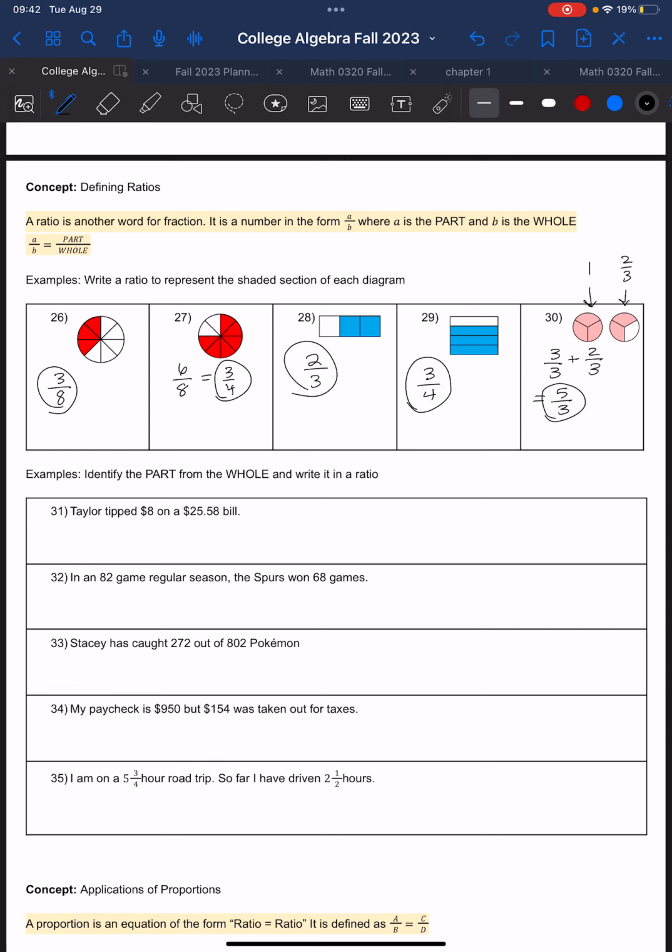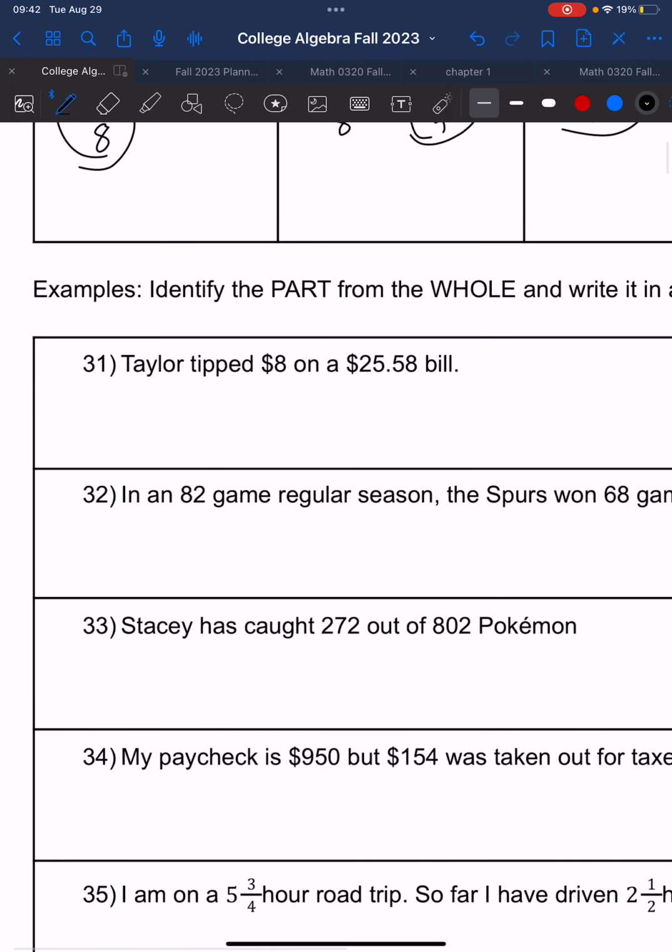Okay, so for 31, it says Taylor tipped $8 on a $25.58 bill. So part versus whole. $8 is part of what they're going to pay. $25.58 is the whole of their bill. So if we were to write this as a ratio, this would be 8 over 25.58. And let's just simplify that on our calculator.